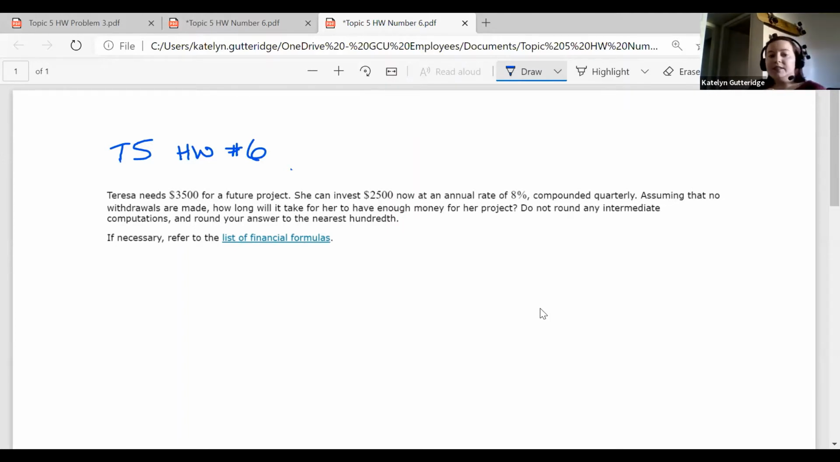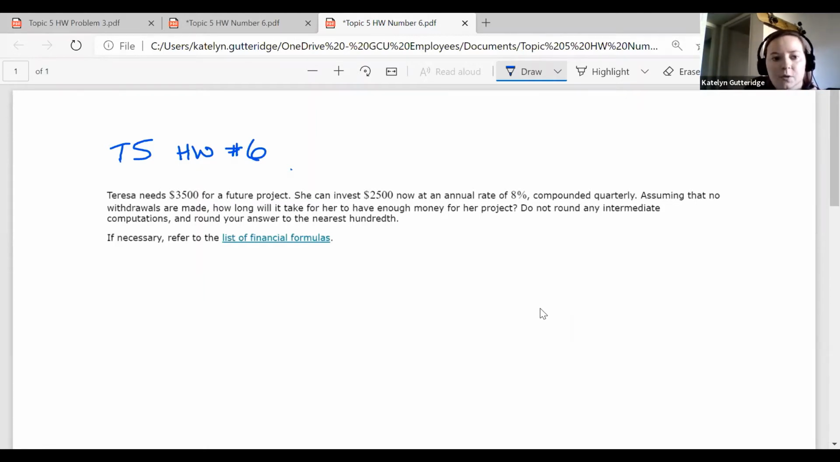Okay, so we have Teresa needs $3,500 for a future project. She can invest $2,500 now at an annual rate of 8% compounded quarterly. Assuming no withdrawals are made, how long will it take for her to have enough money for the project? Do not round any intermediate computations and round your answer to the nearest hundredth.